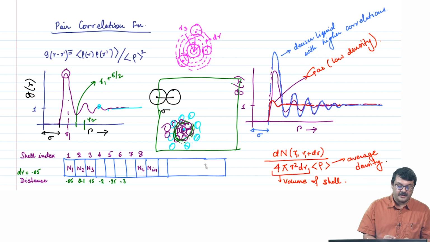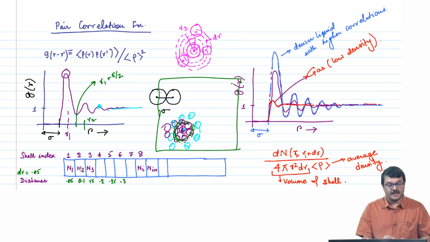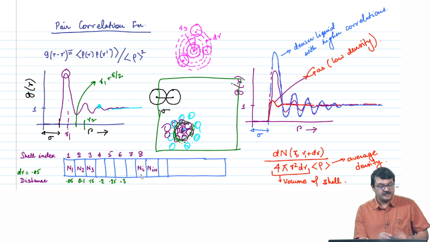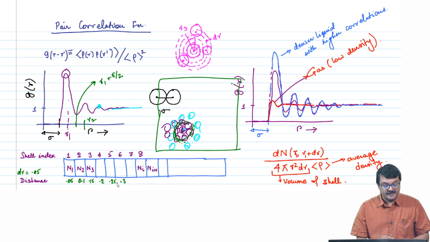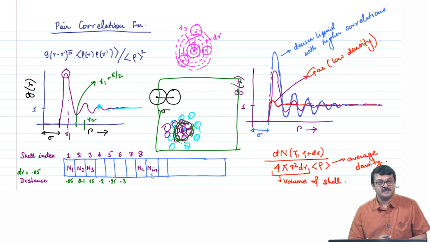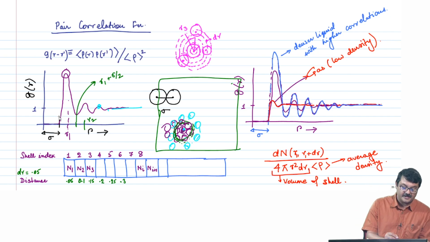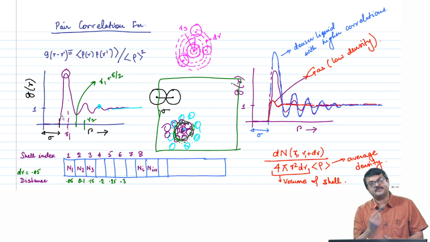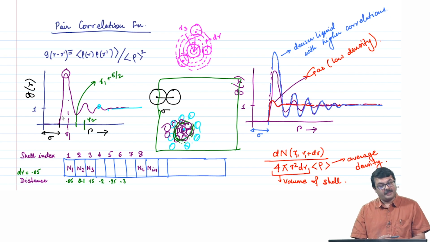Now, if you have a liquid, you know that the values of N1, N2 and N3 will be 0 till approximately the value of sigma. Only much farther down, where you are checking how many particles are there in the distance between 1 and 1.05, which is somewhere here, is where you will find a finite number of particles.